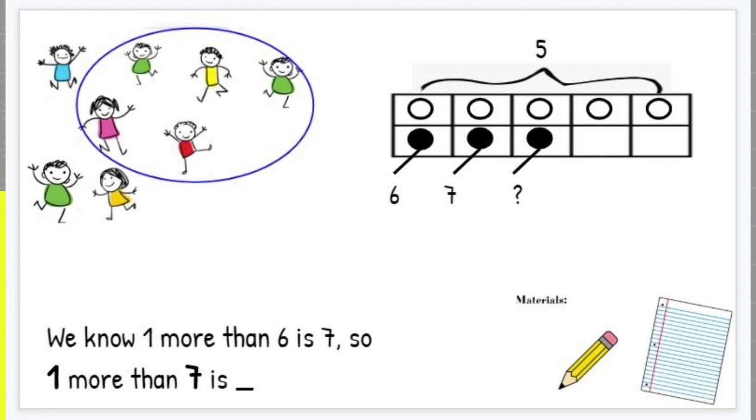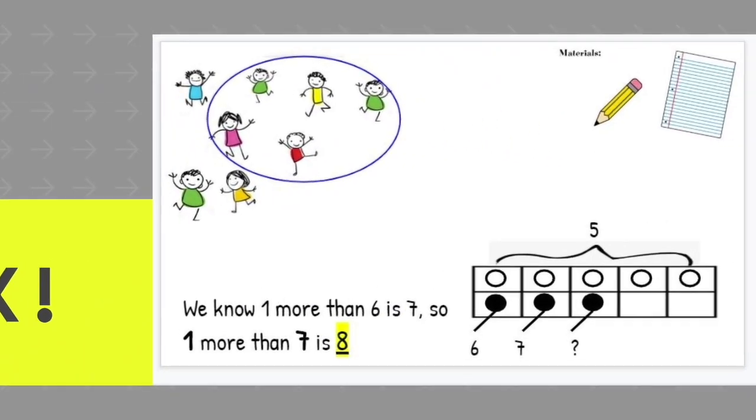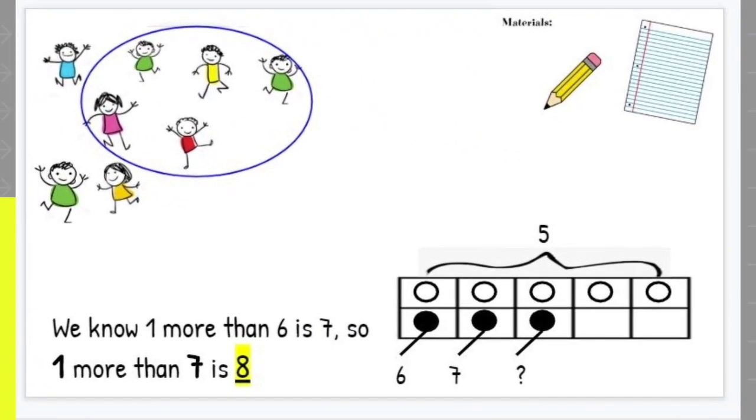1 more than 7 is what? Oh, did you say 8? If you did, you were correct. Okay, so if we're counting on from 5, 6, 7, 8. 1 more than 7 is 8.